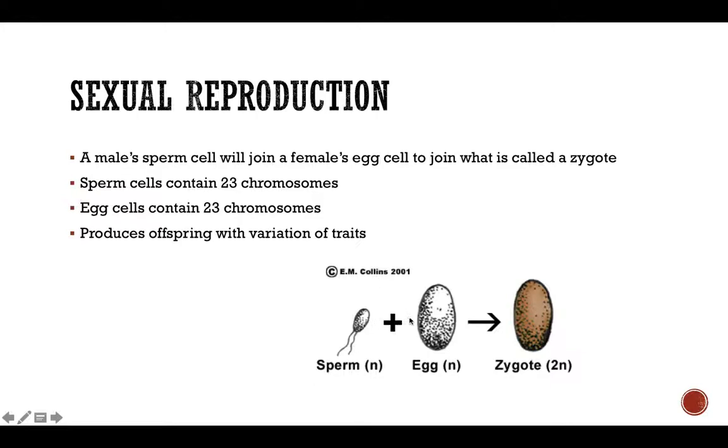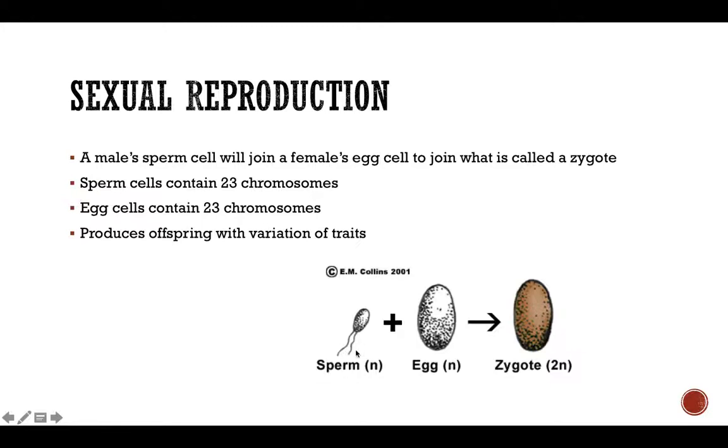And once that sperm cell joins up with that egg cell, they unite and become what's called the zygote. The zygote is a unicellular organism, because it's just one cell at this time, and this is how every human started off. We started off as a single cell called a zygote.